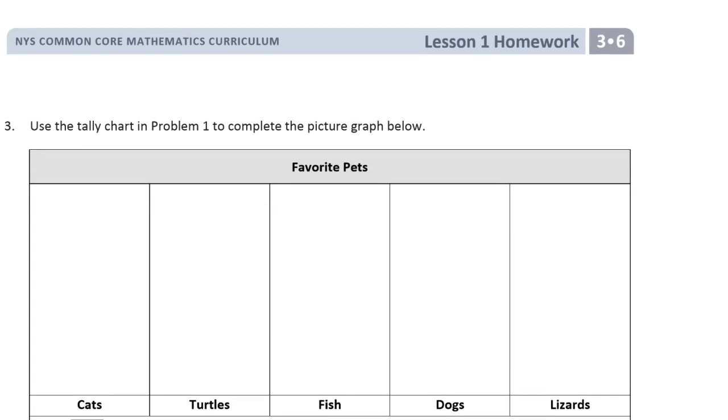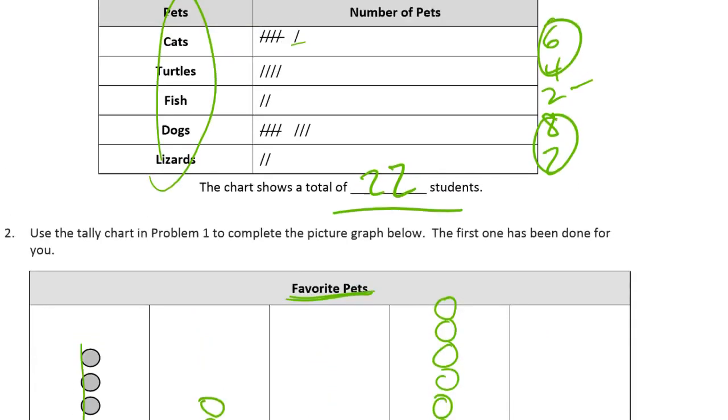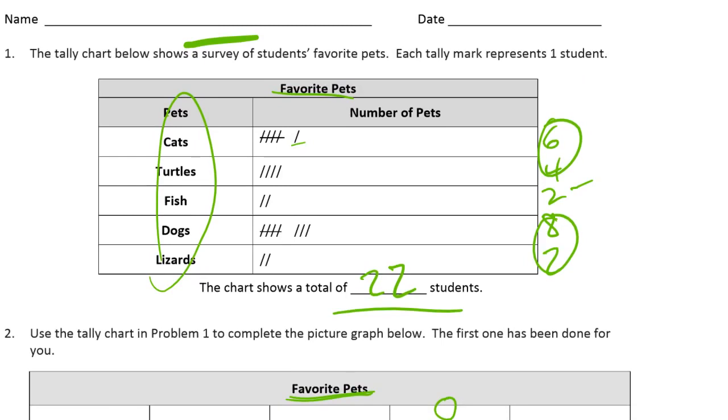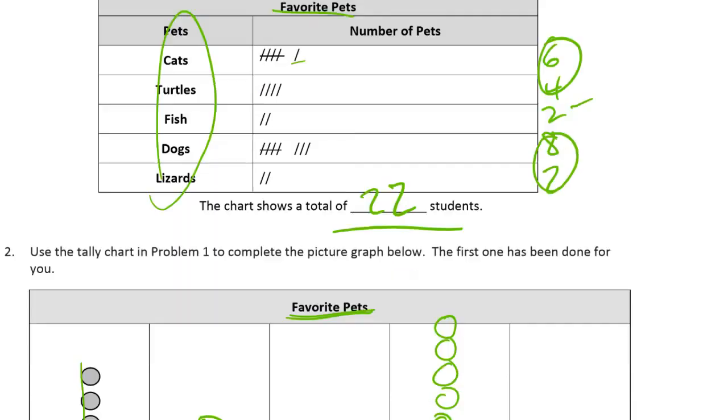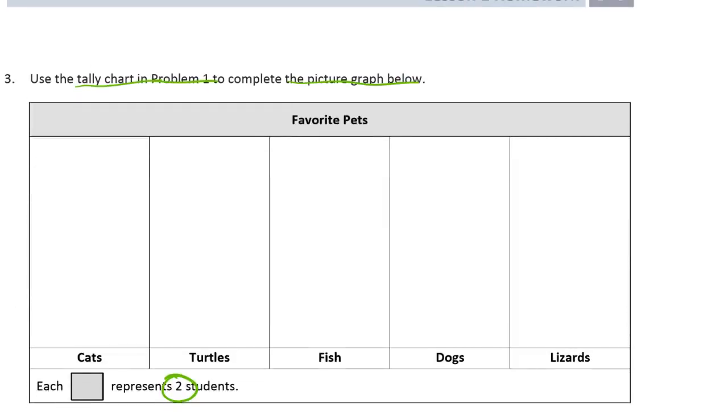Now we're making a tally chart in problem 1 again to make the picture graph below, and right away I'm suspicious. How come I'm making the same pictograph again, except now I'm using squares instead of circles? What's the big deal? The big deal is this, that each one is now 2 students. So let's go back up here and see. 6, 4, 2, 8, and 2. I'm just going to write this here.